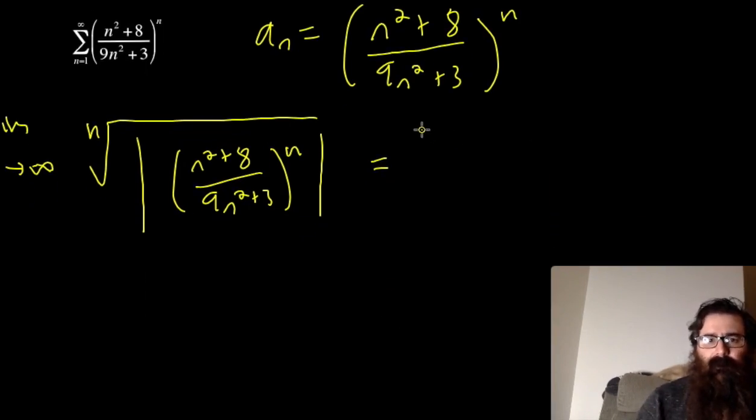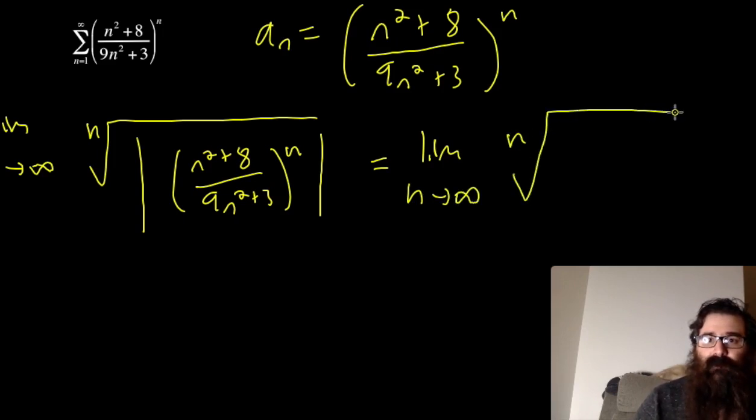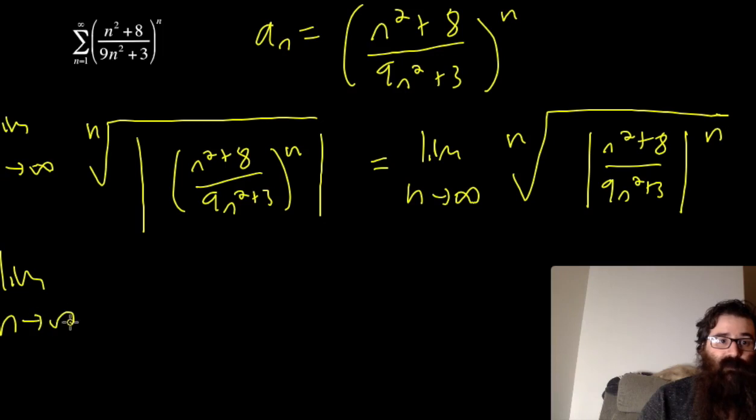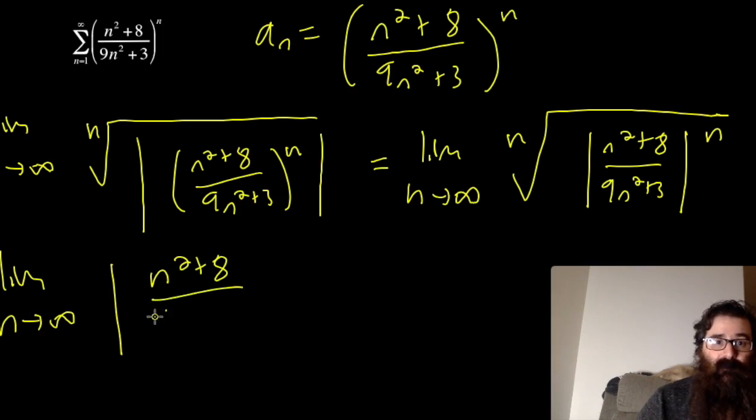So we'll say the limit as n goes to infinity of the nth root of, and now I'm going to have the absolute value of n squared plus 8 over 9n squared plus 3, and then that's in the absolute value, but then to the power of n. And what's going to happen now with the root test, almost like too perfect of a situation, is the nth root of stuff to the n, those are going to cancel. So this just leaves me with the limit as n goes to infinity of the absolute value of n squared plus 8 over 9n squared plus 3.